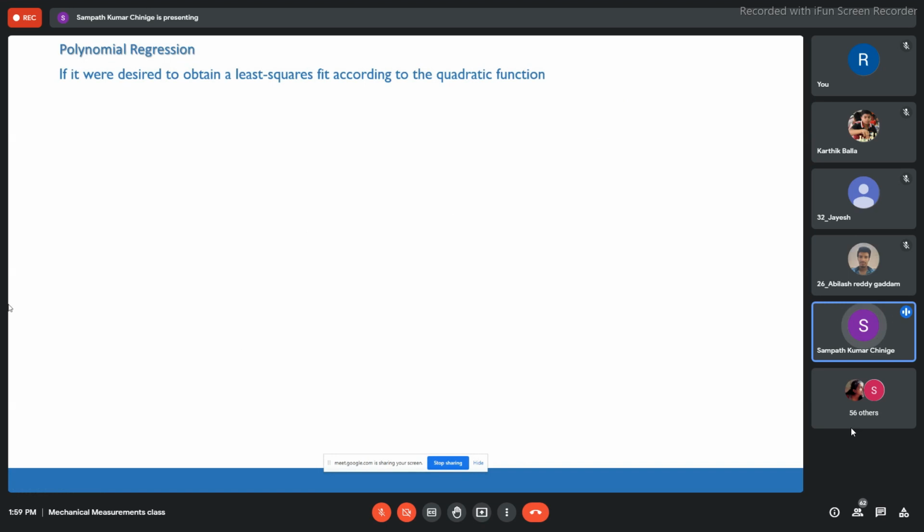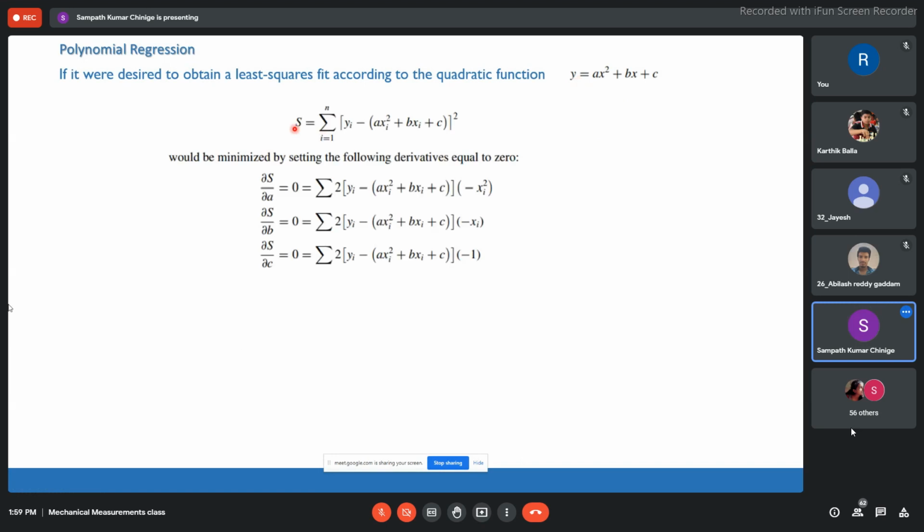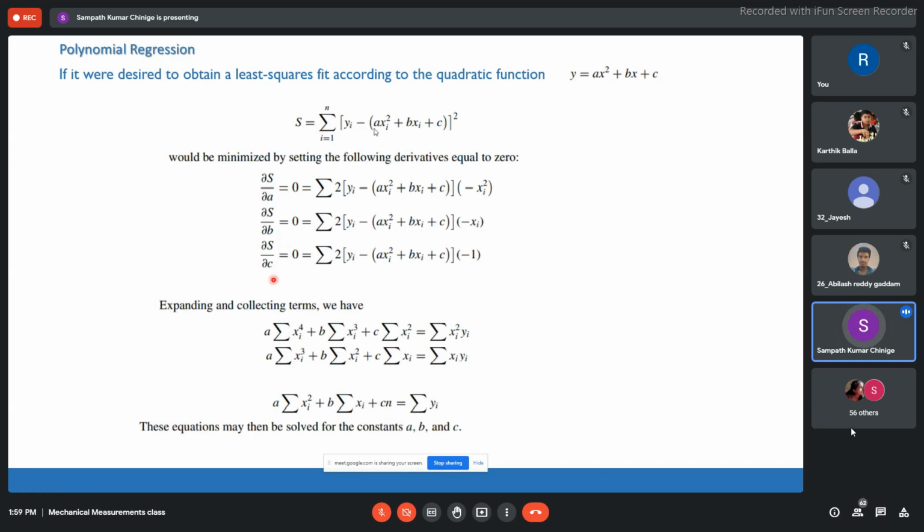If it is a quadratic equation, the second order equation, we will be finding y equivalent to ax square plus bx plus c. If the function is of this order, then the deviation will be similar, the same as earlier. This is yi minus (axi plus b) for linear. For this, it will be yi minus (axi square plus bxi plus c) whole square. So now ∂S/∂a should be equivalent to 0, ∂S/∂b equal to 0, ∂S/∂c should be equivalent to 0.